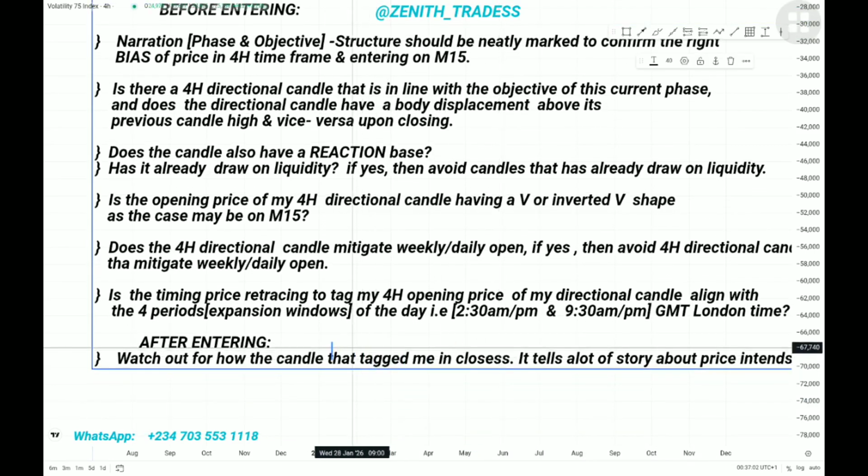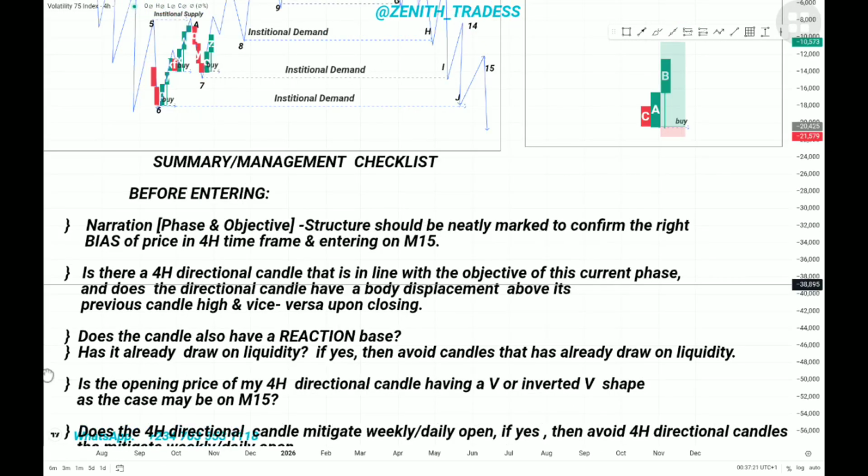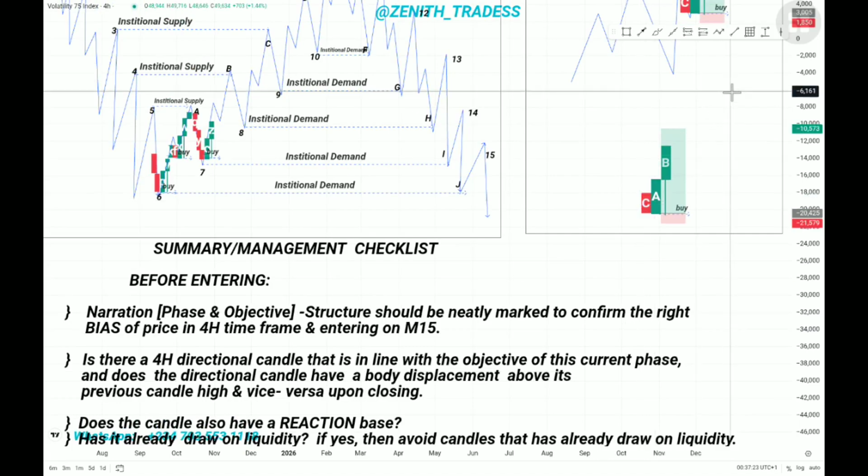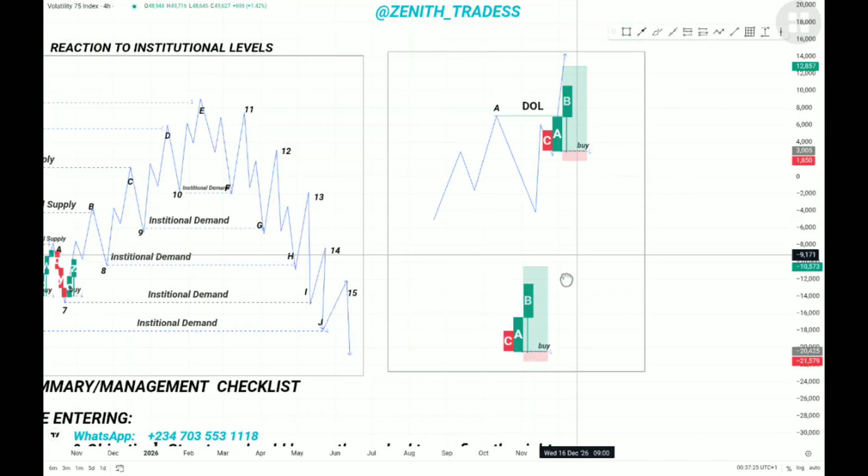Now, after you have entered a trade, the number one watch list and the number one management item, I will call your attention to, is how the candle closes. It tells you about the intention of price. When you have entered, how the candle closes tells you about the intention of price. So this is the management checklist, and let me say something here quickly.